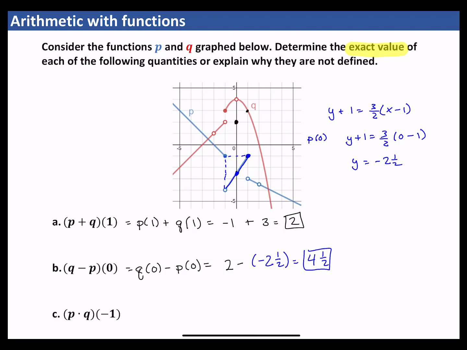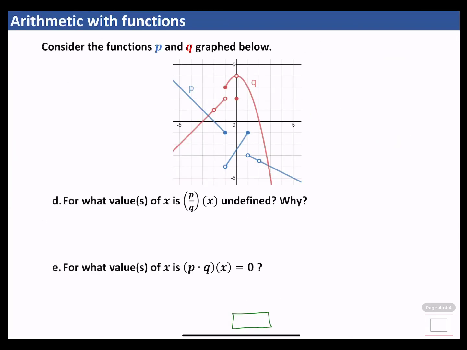All right. Last for this slide, we have (p times q)(negative 1). So p of negative 1 times q of negative 1. And we see that p of negative 1 is negative 1. And q of negative 1 is 3. So the product, (p times q)(negative 1), will equal negative 3. All right, let's look at two more, slightly more complicated applications of arithmetic with functions.